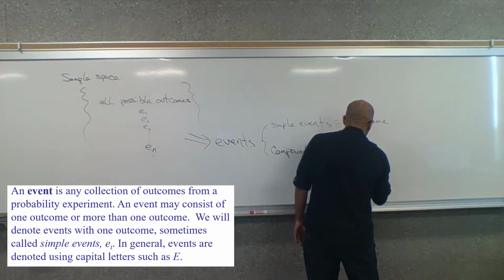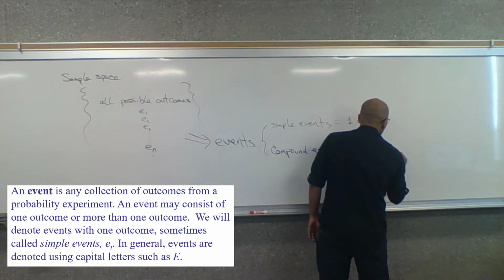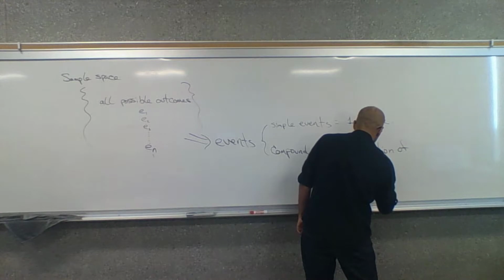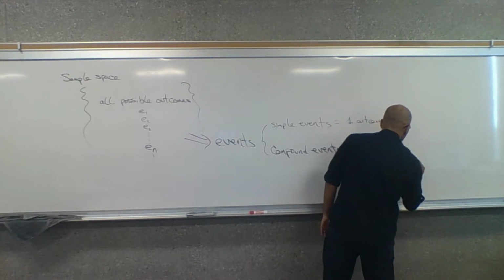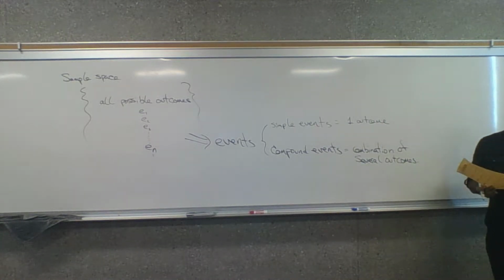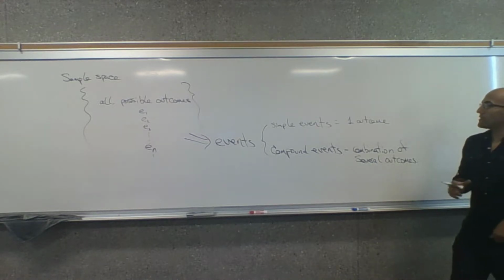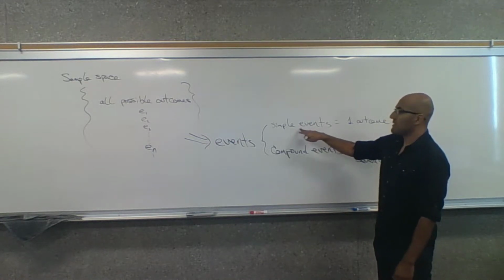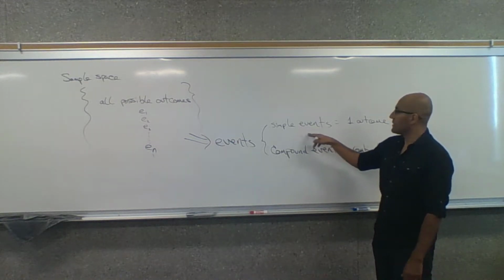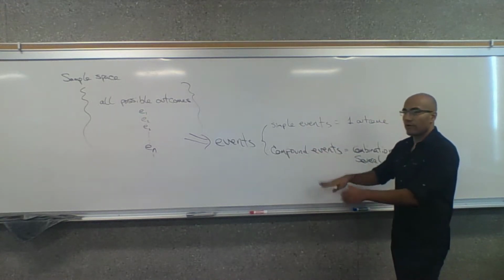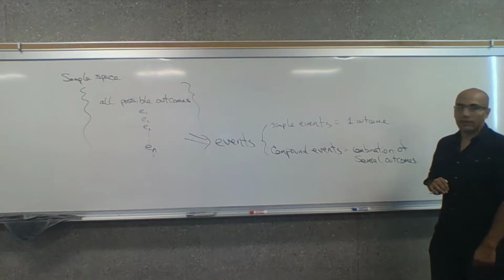A combination of several outcomes. Any questions about these? No? Usually we denote simple events as little e sub 1, e sub 2, and so on. And then we reserve capital letters for compound events.